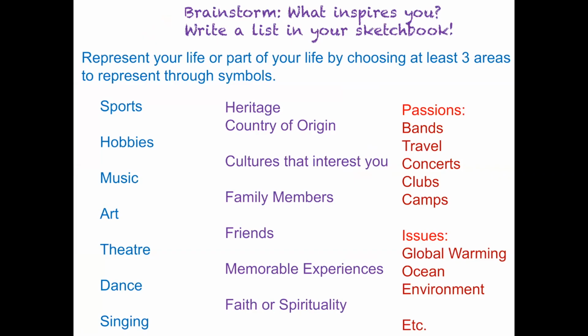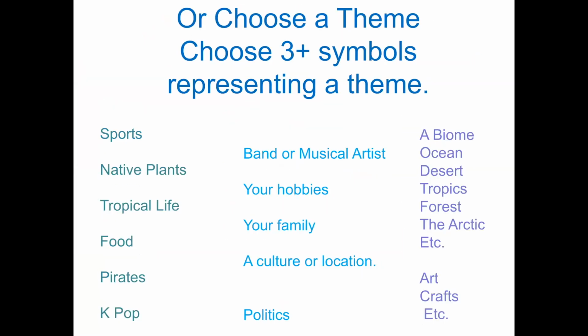So one thing I'd like you to do is later play this video back and stop at the screen and choose at least 3 areas of your life to represent through symbols. And there's a whole great list of symbols here. Or you can choose a certain theme and create 3 or more symbols representing just that single theme, which is what I did in my example. I chose native plants of the floor of the redwood forest. But there's many, many things you can do.